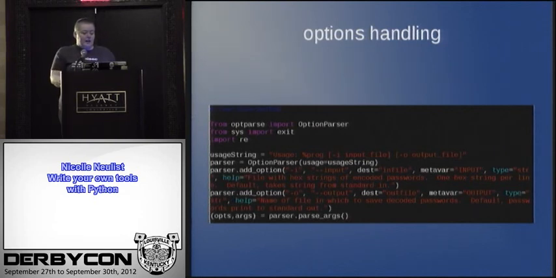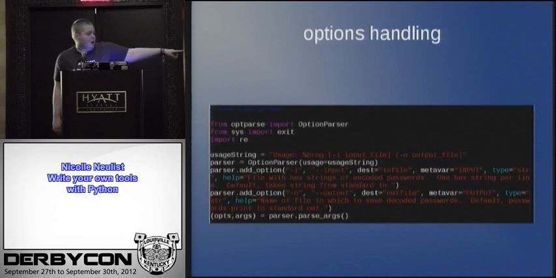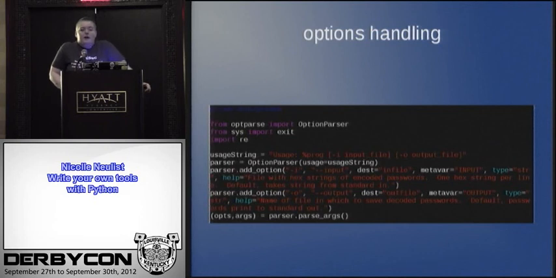Defines it as a string, and then there's a help string that just says, file with hex strings of encoded passwords, 1 hex string per line. Default takes strings from standard in. And then the second option is file out. And then opt, args equals parser.parse_args. That's just telling the option parser module, okay, look at the line, look at what was given as -i, -o, etc., and parse it for me.